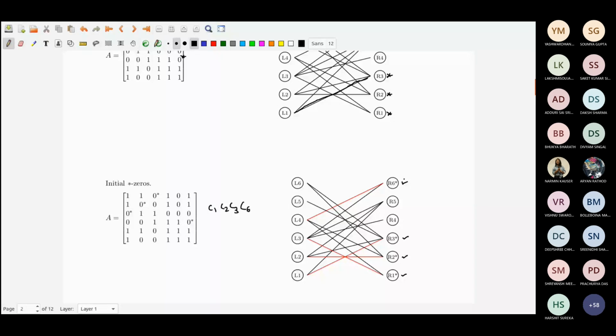Then, essentially cover C1 by a line. Remember that when I am writing C1, it means cover C1 by a line. It means this only. Cover C2 by a line, and like that. Cover C3 by a line. Cover C6 by a line. That's what it means.